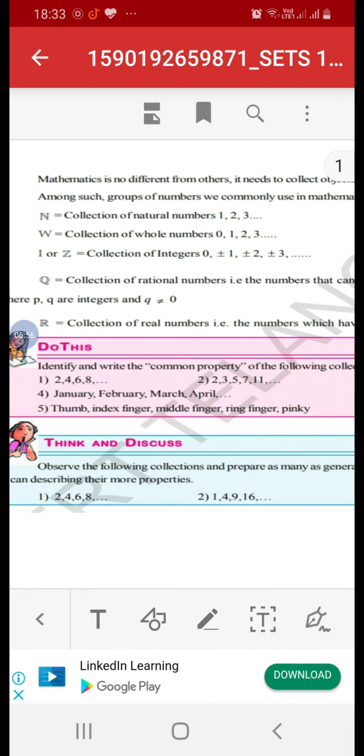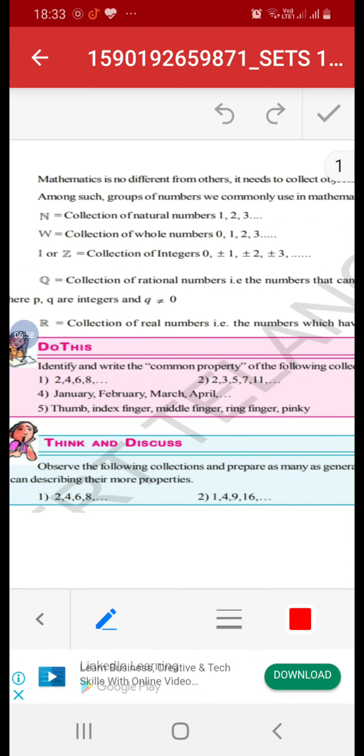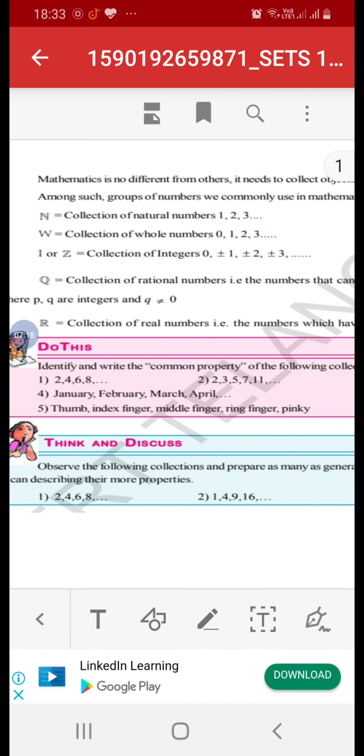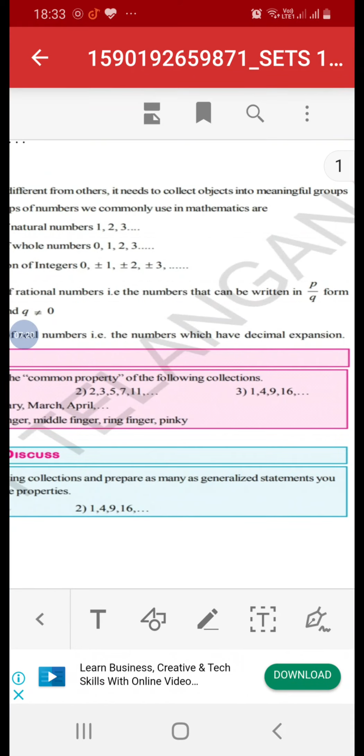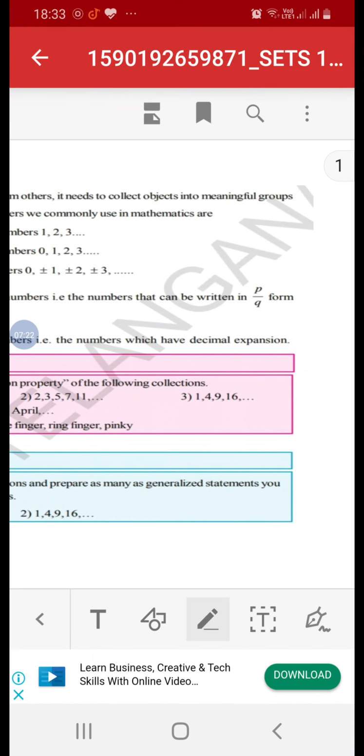Let us see the second example. If you look at the second one, 2, 3, 5, 7, 11. When you observe these particular numbers, they all are prime numbers. So what is the common property binding them? They all are prime numbers. Now next comes the last one, the third one.